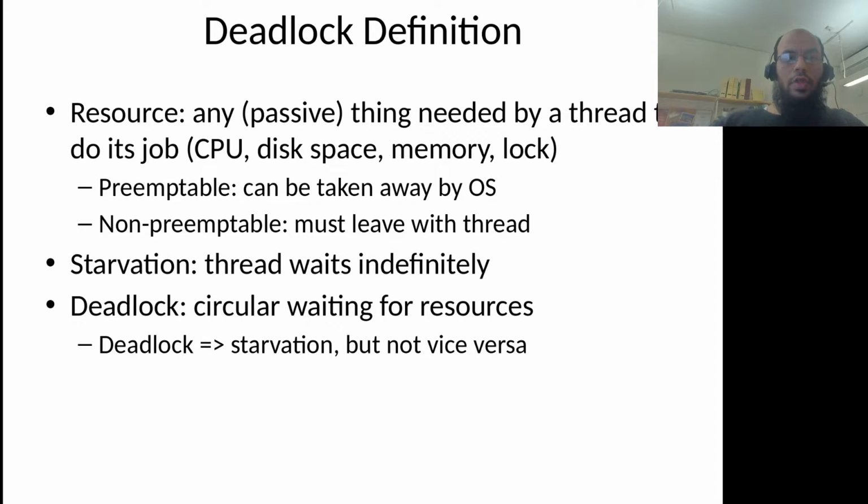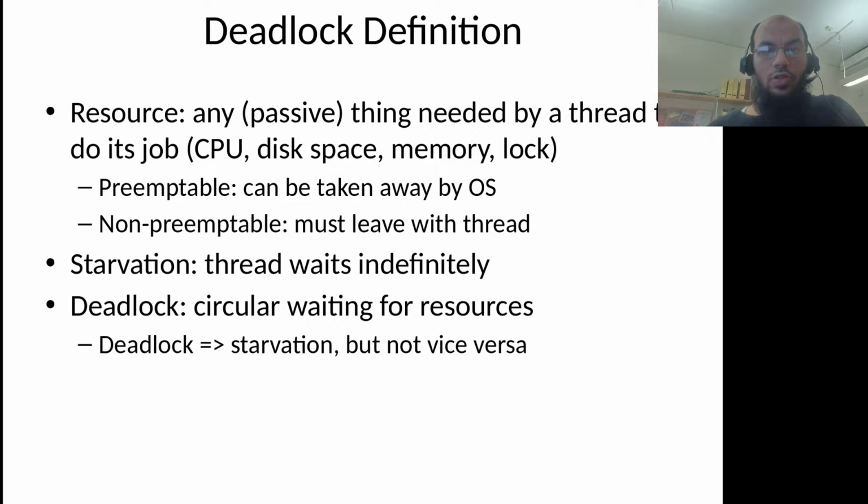So it's basically if you have resources that are contended and there's just not enough of them. So any passive thing needed by a thread to do its job is the resource, of course. And a deadlock basically occurs when you have circular waiting for the resources.